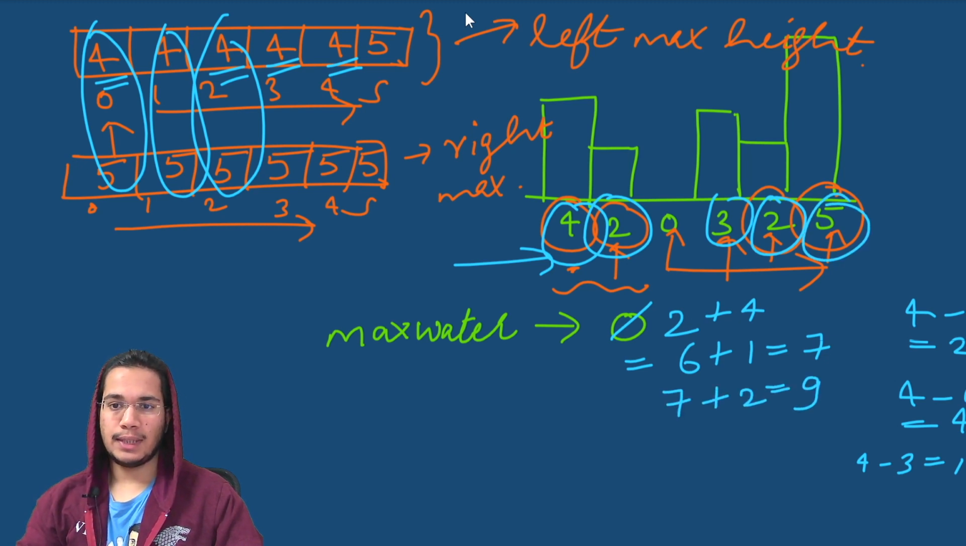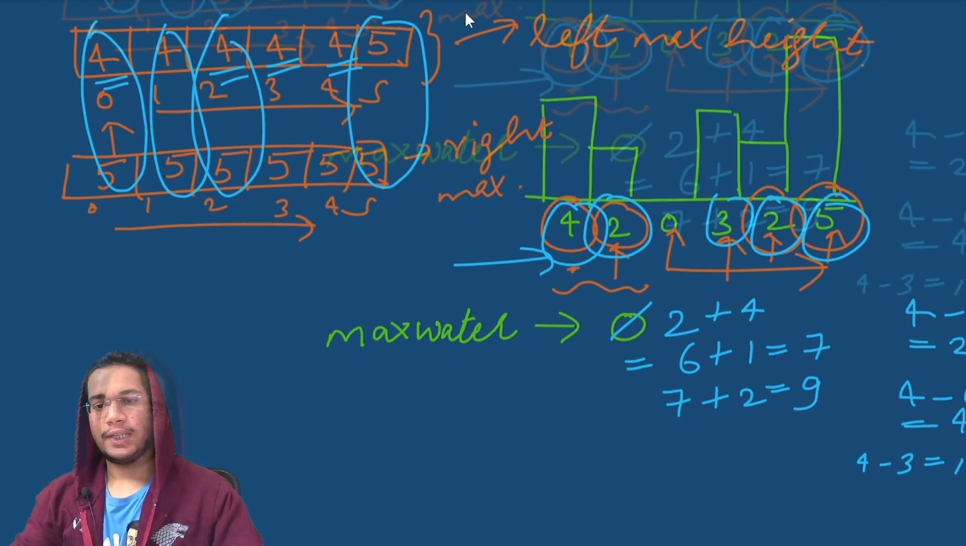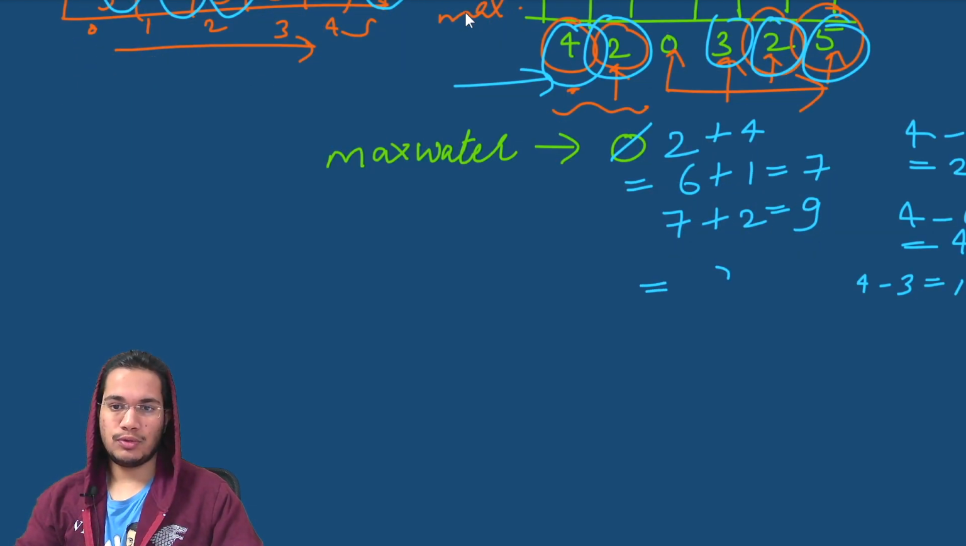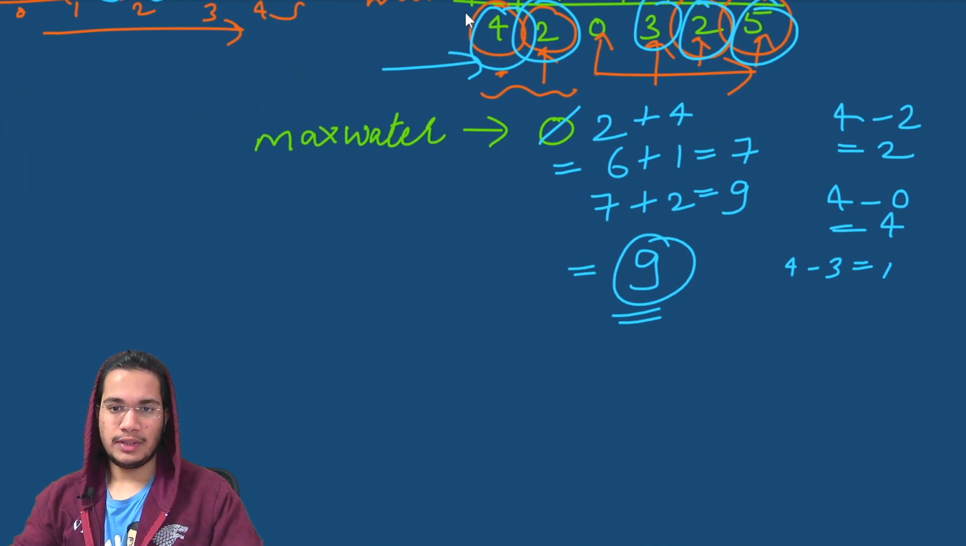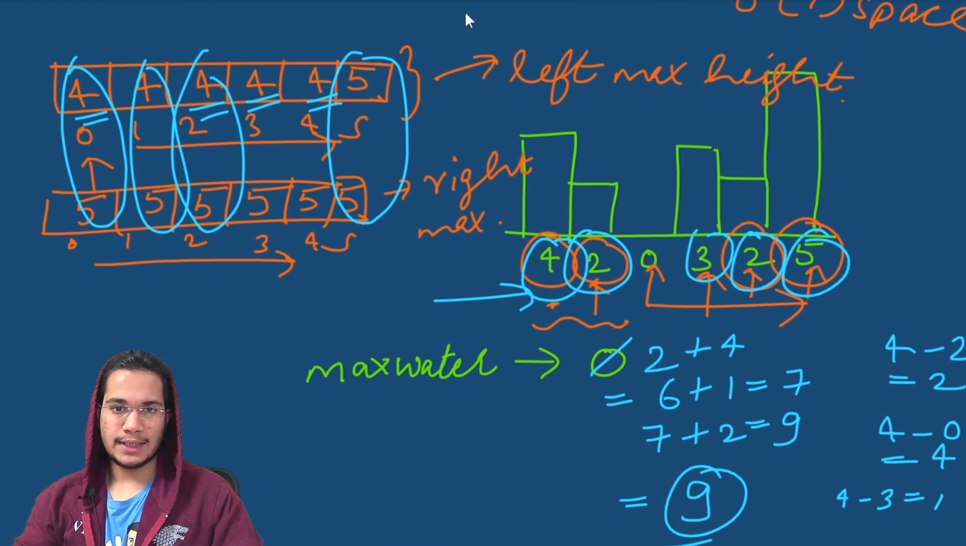And now for the last building number 5, the two values are 5 and 5, out of which the smaller one is again 5. And 5 minus 5 gives us 0, so nothing will get added. And finally, the total amount of water stored on top of buildings is 9 units, which was our required answer as well. So this is the algorithm, and of course in this one we only iterated over all the buildings once.